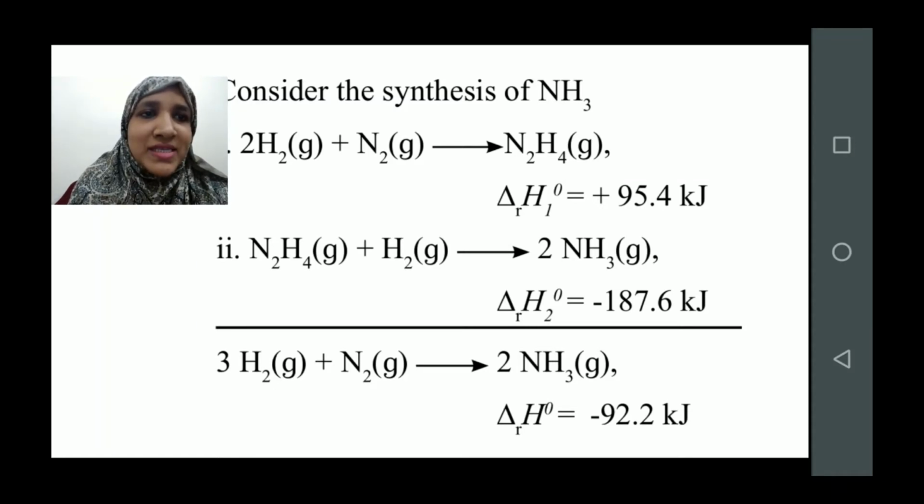So whether this reaction takes place in a single step or in two steps, the total enthalpy change will remain minus 92.2 kilojoules. This is a very simple way of understanding Hess's law of constant heat of summation. What is the use of this Hess's law?